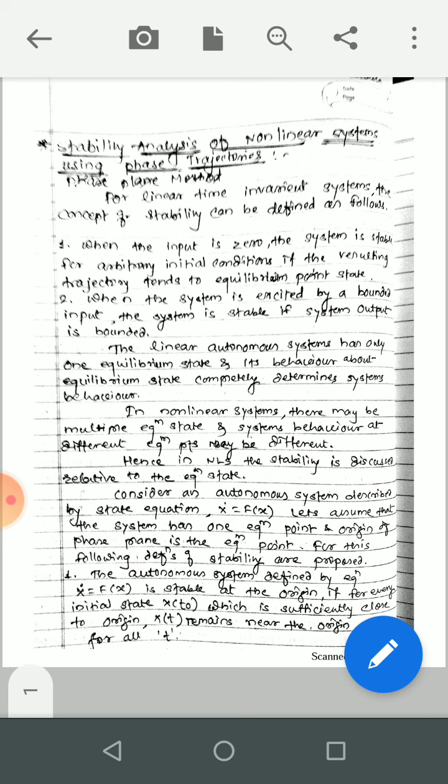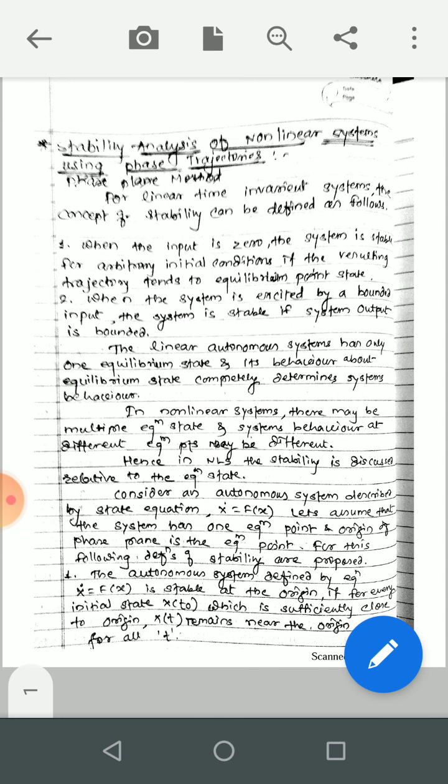In nonlinear systems, there may be multiple equilibrium states and the system behavior at different equilibrium points may be different. Hence, in nonlinear systems, the stability is discussed relative to the equilibrium state. Consider an autonomous system described by the state equation x dot equal to f of x. Let's assume that the system has one equilibrium point and the origin of its plane is the equilibrium point. For this, the following definitions of stability are proposed.